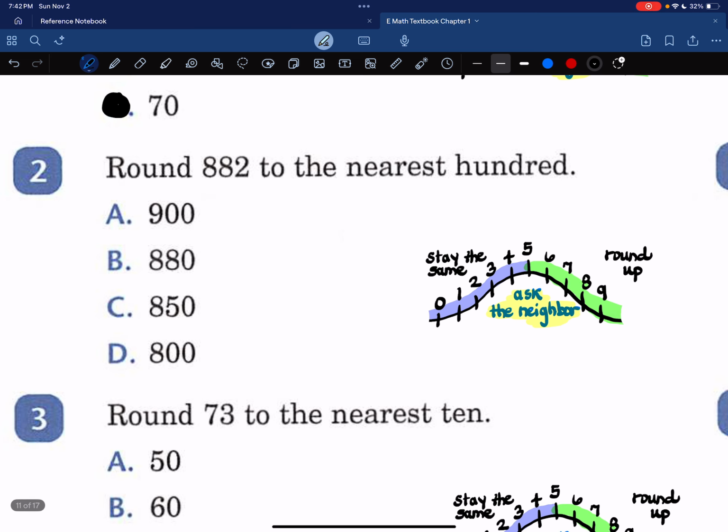Number 2, round 882 to the nearest 100. Look to the neighbor, and the neighbor will always tell you what you need to do. You look at the chart, the neighbor's in the roundup area, so you round up this number and round off the neighbors. The answer here is 900. This is saying that the number is closer to 900 than it is to 800.